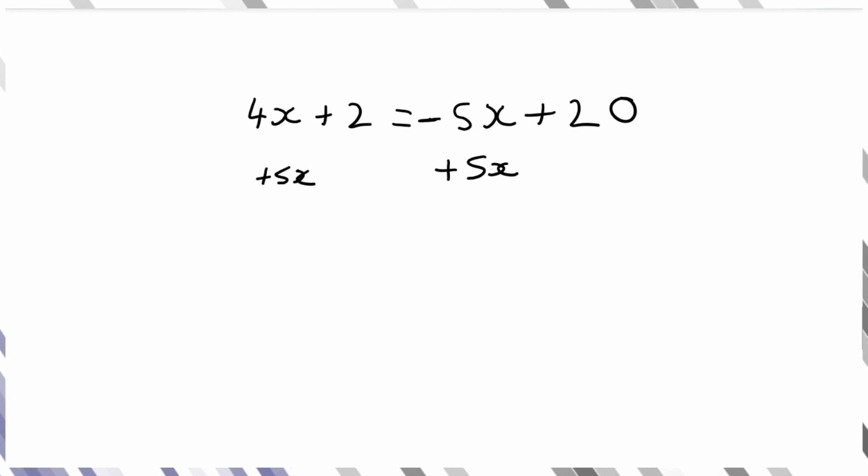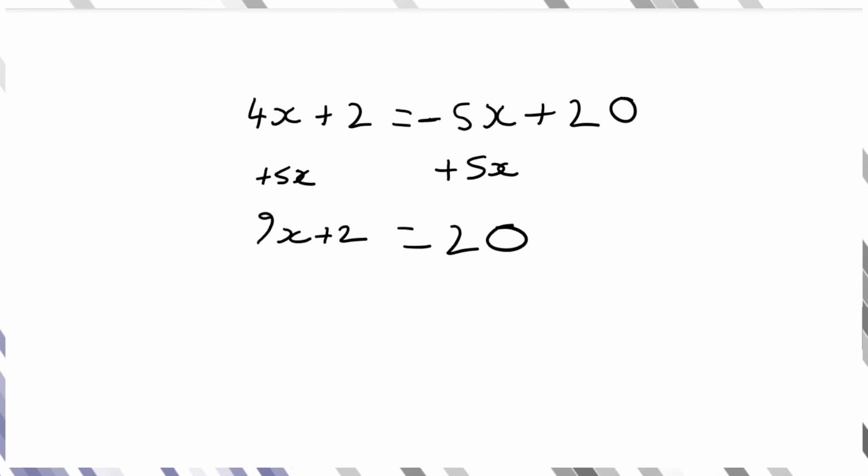So if we have a negative number of x, we take away the smaller number of x, as in lower on the number line, further to the left on the number line. So if we add 5x to both sides, that's minusing minus 5x. We add 5x to both sides. 4x plus 5x is 9x. So this will be 9x plus 2 equals minus 5x plus 5x is 0 plus 20, so just 20.